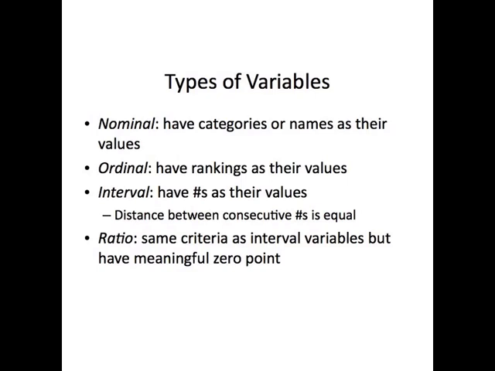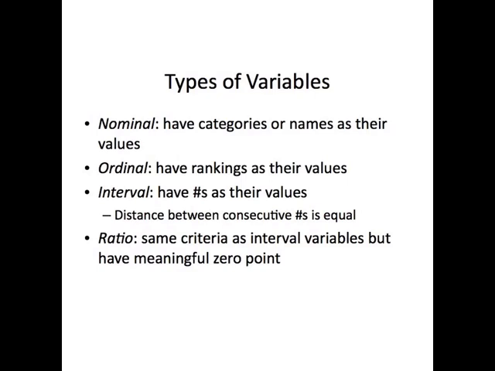Interval and ratio variables are continuous variables, which again means that we can measure it on a continuous scale. 1.1, 1.2, 1.3. With interval data, we assume that the distance between the numbers or values is the same. For example, time is an interval variable because from 1 minute to the next is exactly the same. It's always 60 seconds.